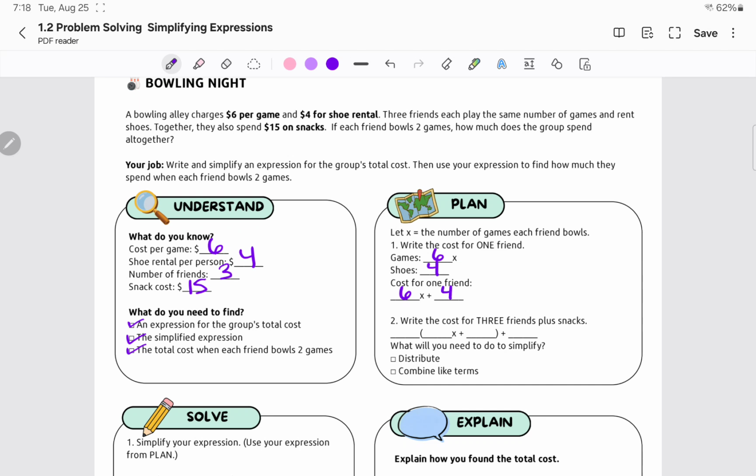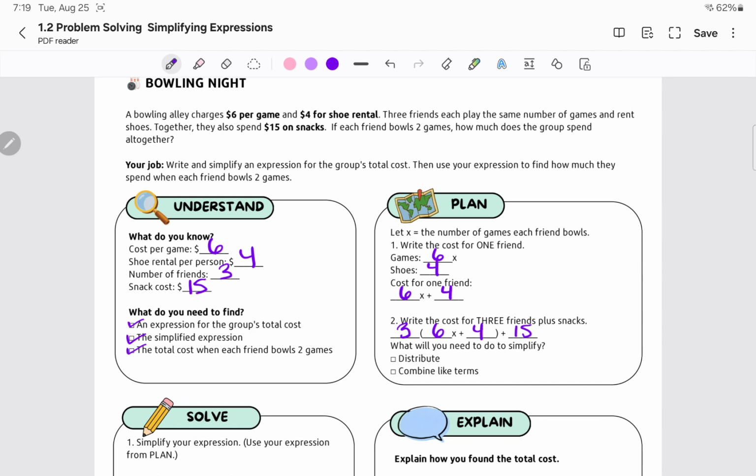Okay? Do you understand where we got that? $6 per game, x number of games. So the games is 6x, and the shoes is just $4, for the night. So 6x plus 4. Now we're going to write the cost for 3 friends plus snacks. So if we have 3 friends, we're going to start with 3. Then we're going to use that cost for one friend, which is 6x plus 4. And we're going to add the snacks, which is $15. So we have 3 parentheses 6x plus 4 end parentheses plus 15.